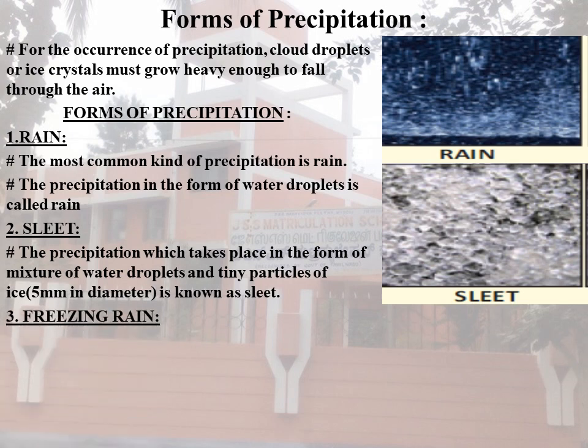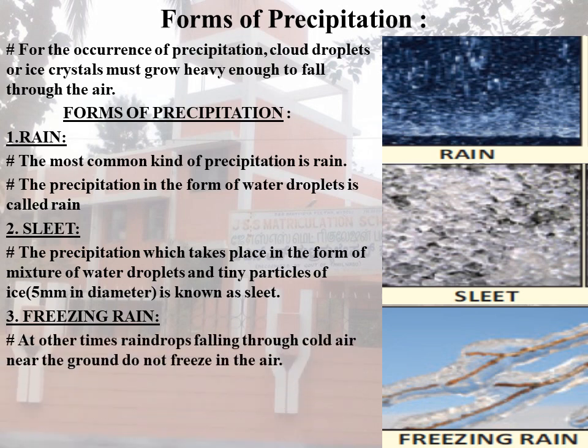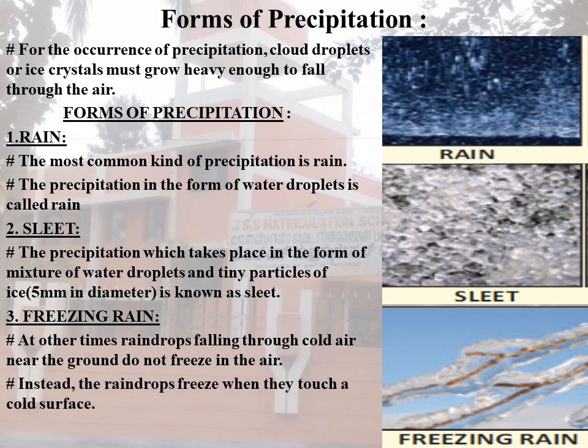The next is freezing rain. Sometimes raindrops falling through cold air near the ground do not freeze in the air. Instead, the raindrops freeze when they touch a cold surface. This is called freezing rain. And the drops of water are usually greater than 0.5 mm in diameter.